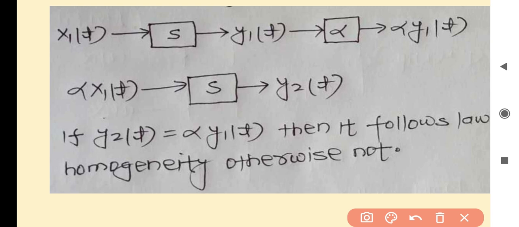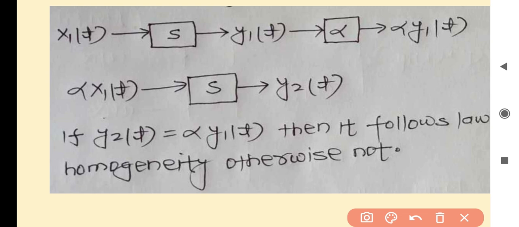The system has to follow both the laws. If it follows the law of homogeneity but not the law of additivity, or it follows the law of additivity but not the law of homogeneity, then the system is non-linear. Suppose I am checking for homogeneity and the system does not follow the law of homogeneity, then we do not have to check for the law of additivity. The system is already a non-linear system.